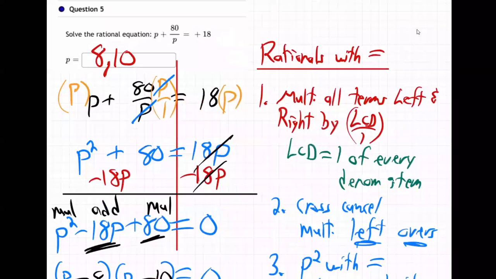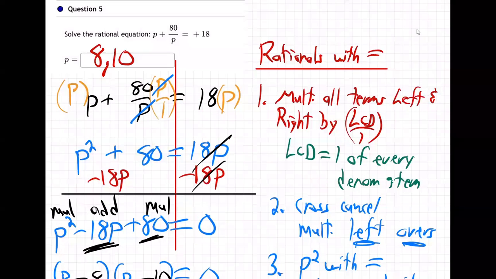By the way, are you interested? We can see it's true. If we put in 8 in both cases, watch, it makes the equation true. What is this? 8 plus, so what is 80 divided by 8? 10. Sure enough, that equals 18, doesn't it?